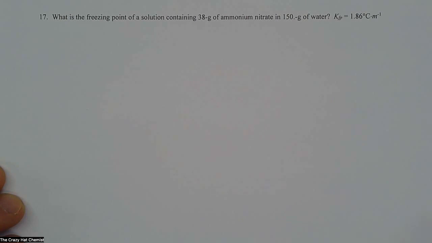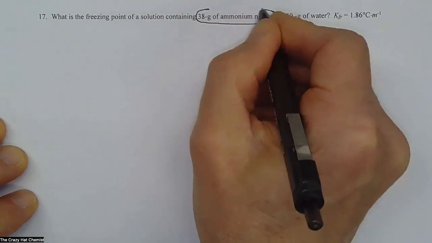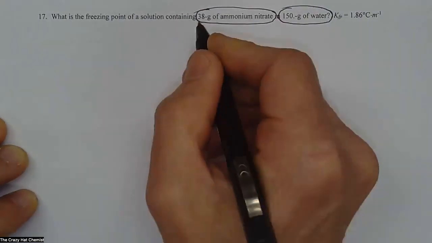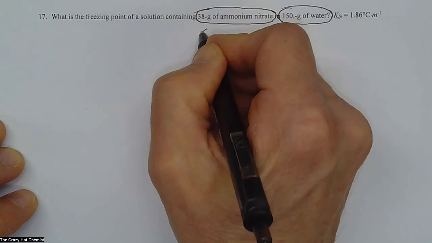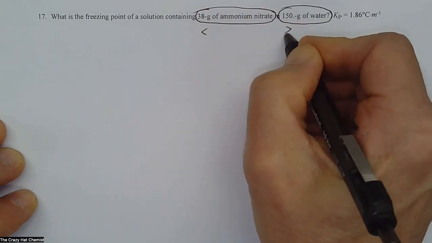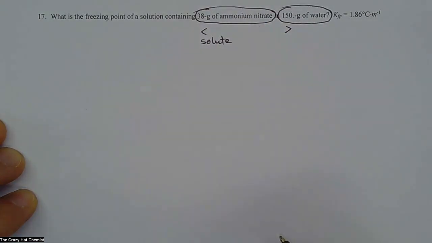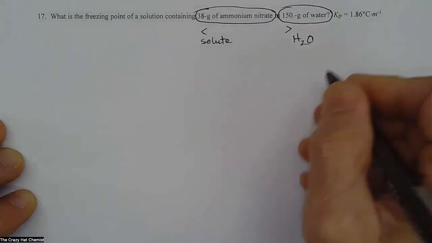So again, the first thing that we need to do, just like on the last problems, is figure out what the solute is and what the solvent is. What we're going to do is compare this number and this number. We're going to compare 38 with 150. 38 is less than 150, so the solute is going to be the ammonium nitrate, and the water is going to be the solvent.